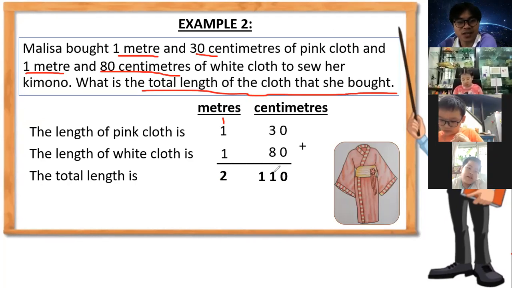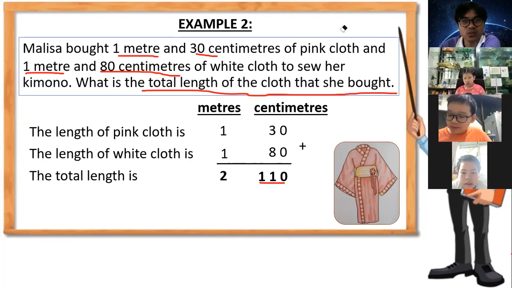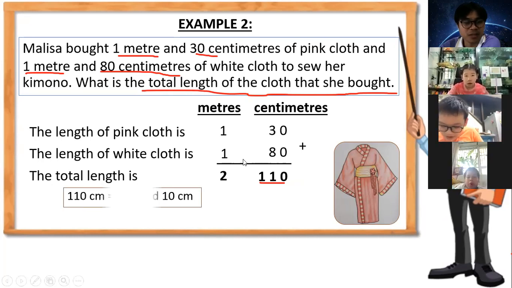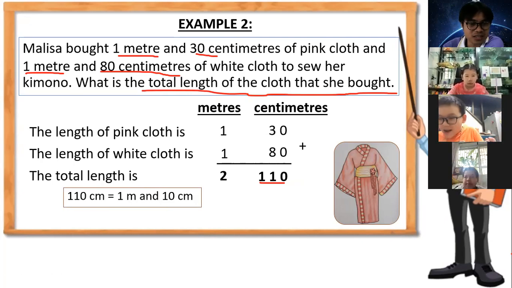Okay. So you can also do it like this. 30 plus 80 is 110 centimeters, and then 1 plus 1 equals 2. Then 110 centimeters, if you convert this into meters, 100 centimeters is equal to 1 meter. So 110 centimeters is 1 meter and 10 centimeters.